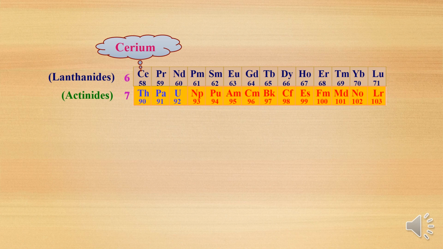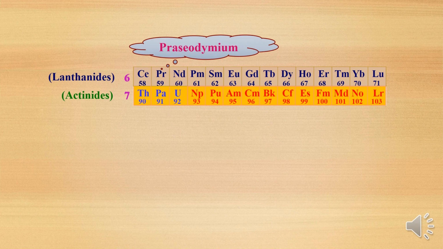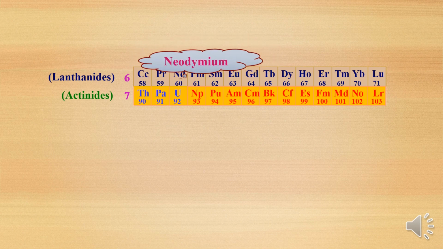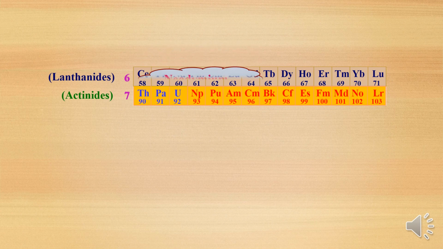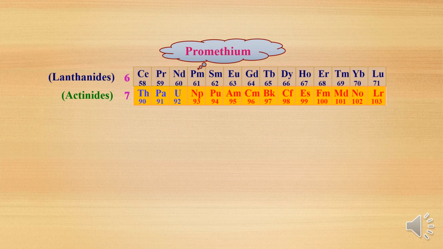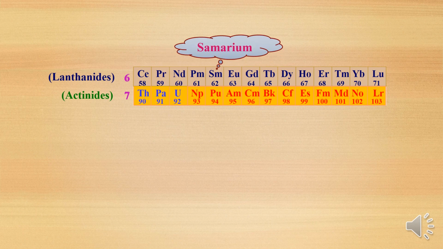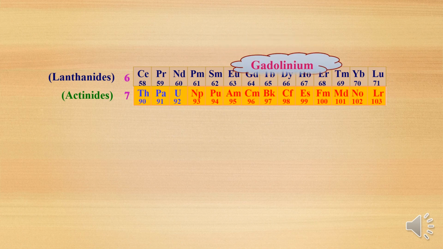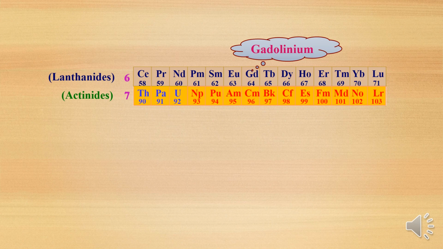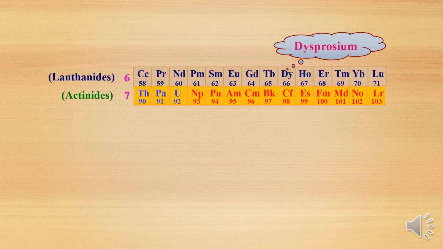Atomic number 58 is cerium. Atomic number 59 is praseodymium. Atomic number 60, neodymium. Atomic number 61, promethium. Atomic number 62, samarium. Atomic number 63, europium. Atomic number 64, gadolinium. Atomic number 65, terbium.